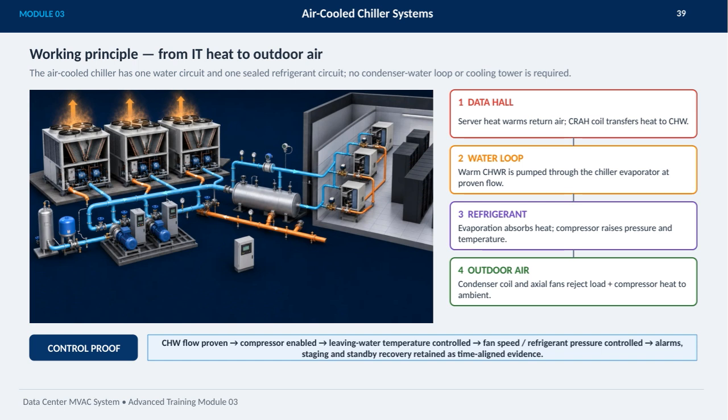Control proof is maintained by ensuring the chilled water flow is verified before enabling the compressor. The system then controls the leaving water temperature, fan speed, and refrigerant pressure, while keeping alarms, staging, and standby recovery functions aligned over time. This method ensures reliable, efficient cooling tailored for data center demands.